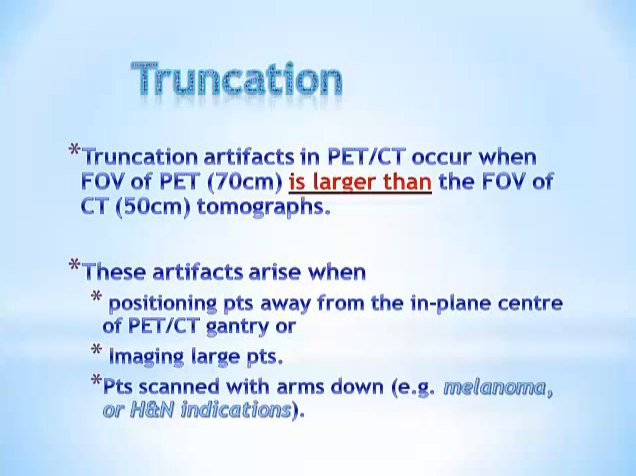These artifacts arise when positioning patients away from the in-plane center of the PET-CT gantry or imaging large patients, when the patient extends beyond the CT field of view. So the extended part will be truncated, and consequently it will not be represented in the reconstructed attenuation factor. So when PET imaging is started, the attenuation correction for the corresponding region is negligible. As I said before, these artifacts arise with patients scanned with the arms down, like melanoma and head and neck indications.